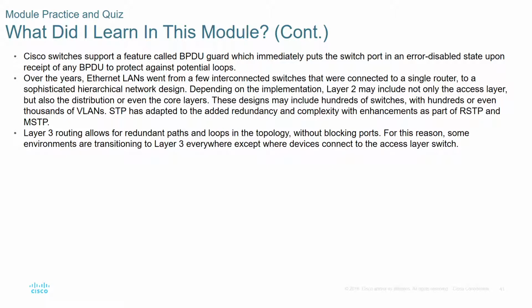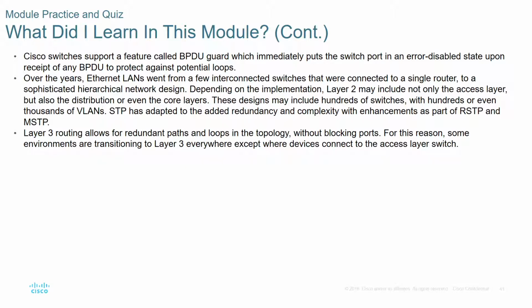Cisco switches support a feature called BPDU guard, which immediately puts the switch port into an error disabled state upon receipt of any BPDU to protect against potential loops. As well as protecting against potential loops, it just protects for security of the device overall.